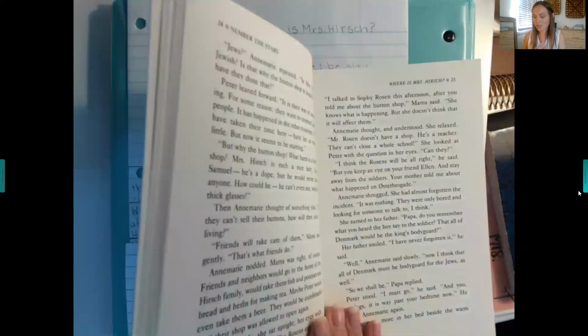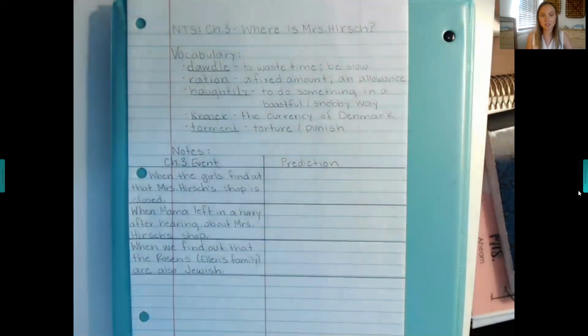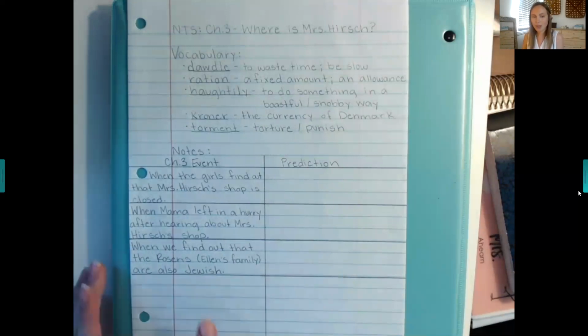And this is the last time we're going to pause together because I'd like you to jot down this event. We just found out that the Rosens, that's Ellen's family, are also Jewish. So knowing what's been going on in town, I wonder if you can make a prediction about what you think might happen. And if you have more space like I do, that's the last time I'm going to pause. But if you find another event and want to add a prediction, please do so on your own.